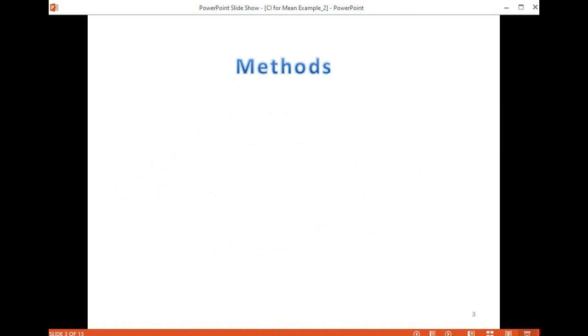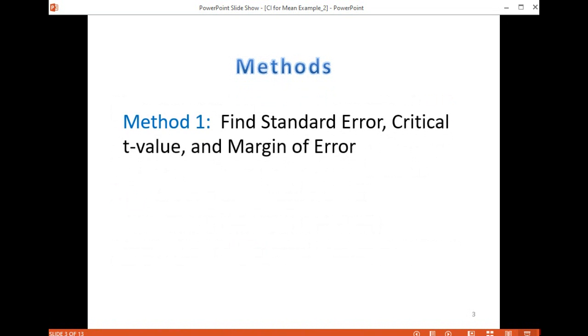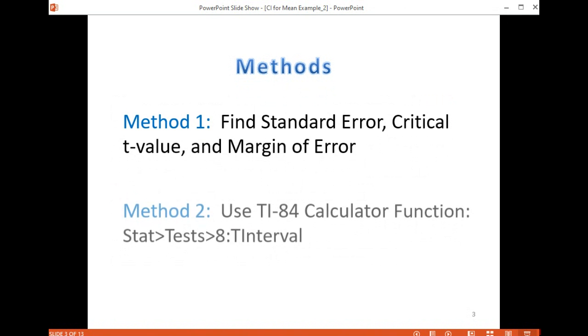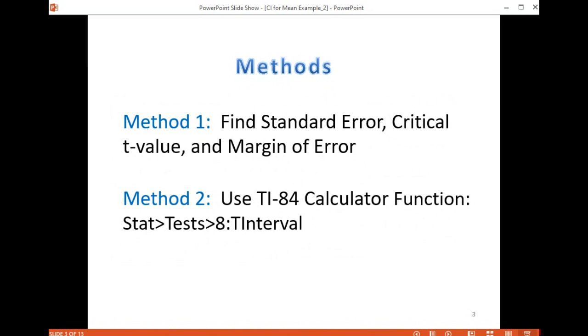So, methods. We have a couple methods that we can use to do this. These are not the only methods, just these two is the ones that I'm going to cover. You can find the standard error, the critical t-value, and the margin of error. That's the first method. And the second method is simply to use the TI-84 calculator function, t-interval.